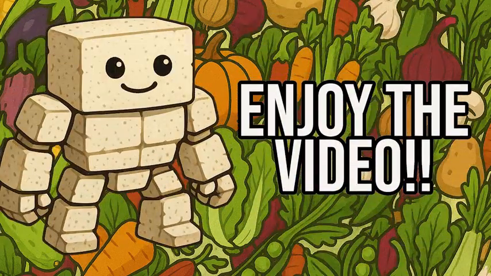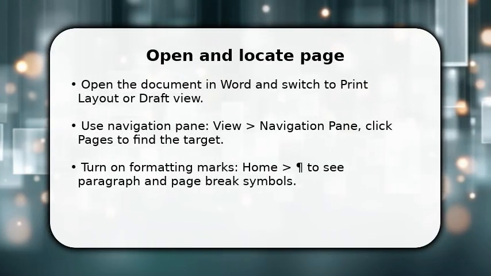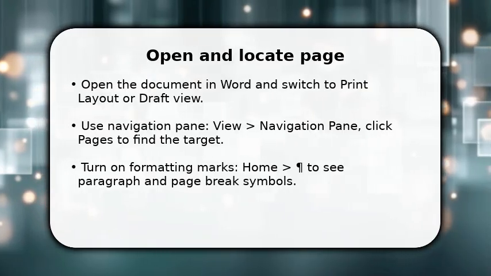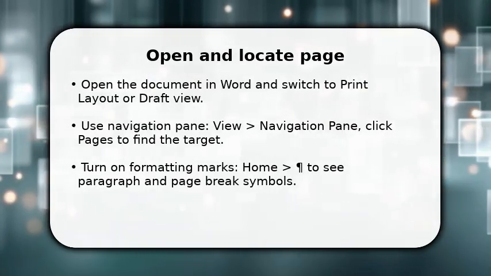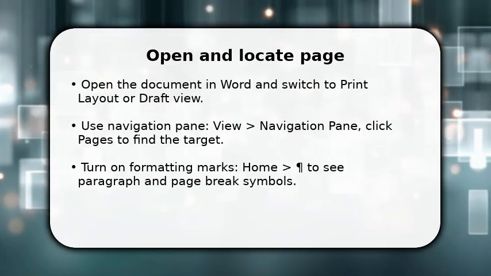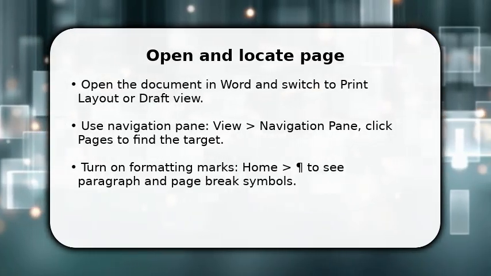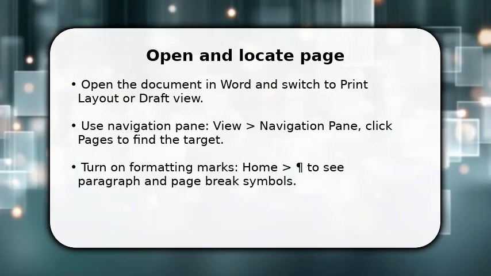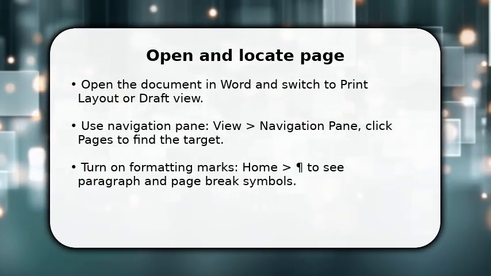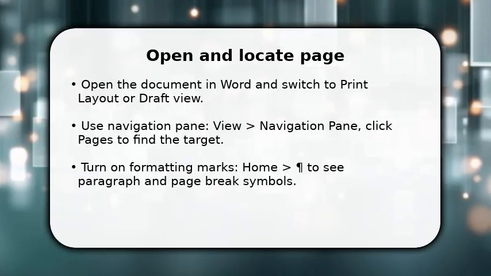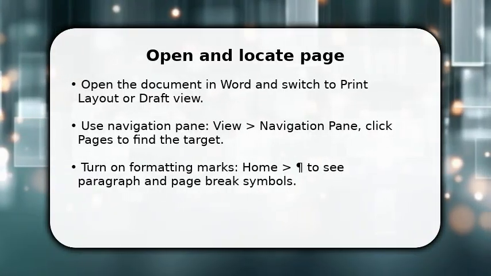Please enjoy the video. You're starting inside Word with the page visible. First, locate the exact content to remove. Open Print Layout or Draft so page boundaries show, then enable the navigation pane and click Pages to pick the page. Make sure formatting marks are on so you see paragraph marks and manual page breaks.